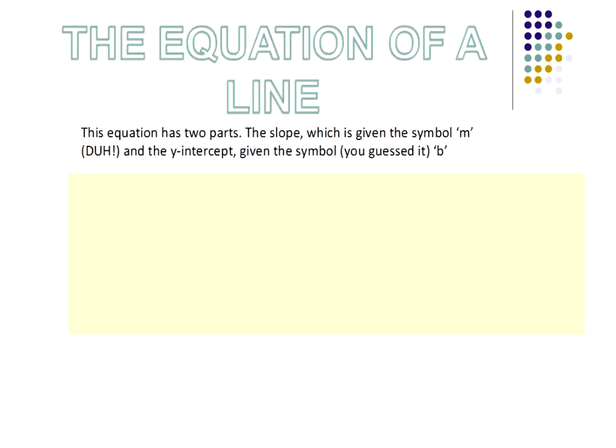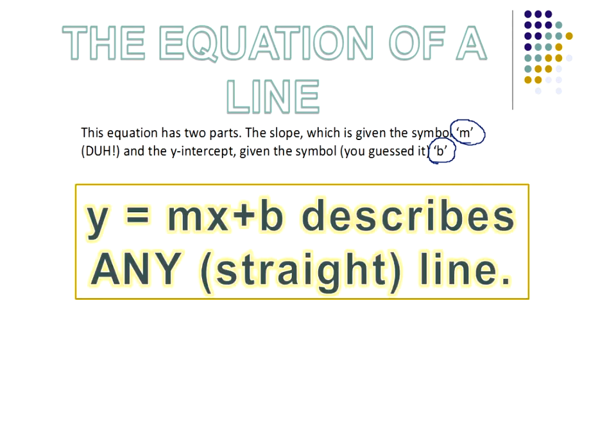So the equation of a line has 2 parts to it. It has the slope, which for some unknown reason to me, we give the symbol m. People will say that's Latin, but I don't know if that's a cop-out or not. And we also have the y-intercept, and that's the b value. Again, it's just what we call it. So y equals mx plus b describes any straight line. Sometimes I'll ask, what's the equation of this line? And your answer is going to look like y equals mx plus b.